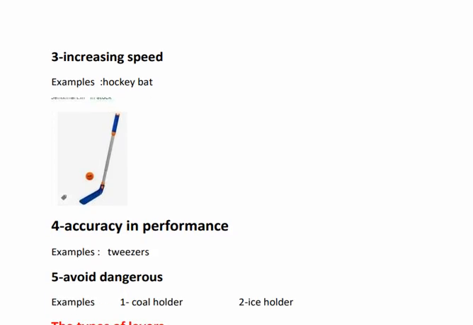Increasing speed. If you throw this ball with your hand and the other time you hit it with this hockey bat, compare the speed in the two cases. Of course, in the second case it will be faster. So the hockey bat increases speed. So the function of levers is increasing speed.